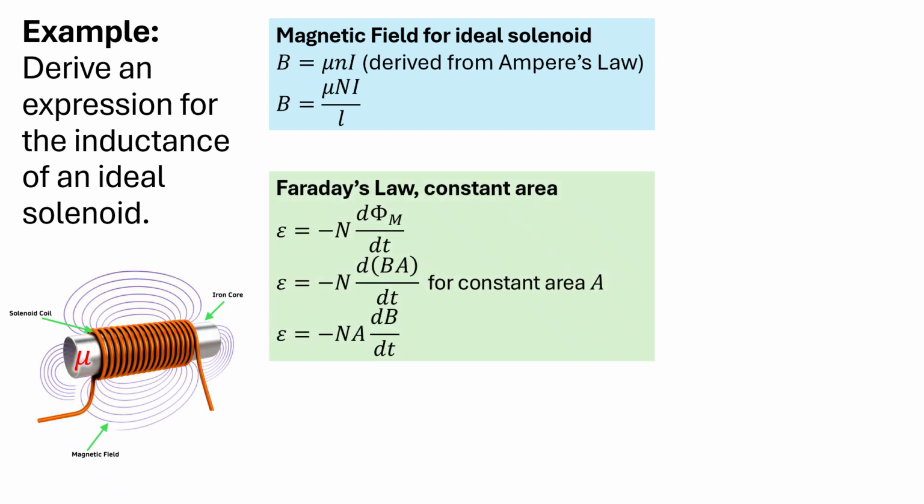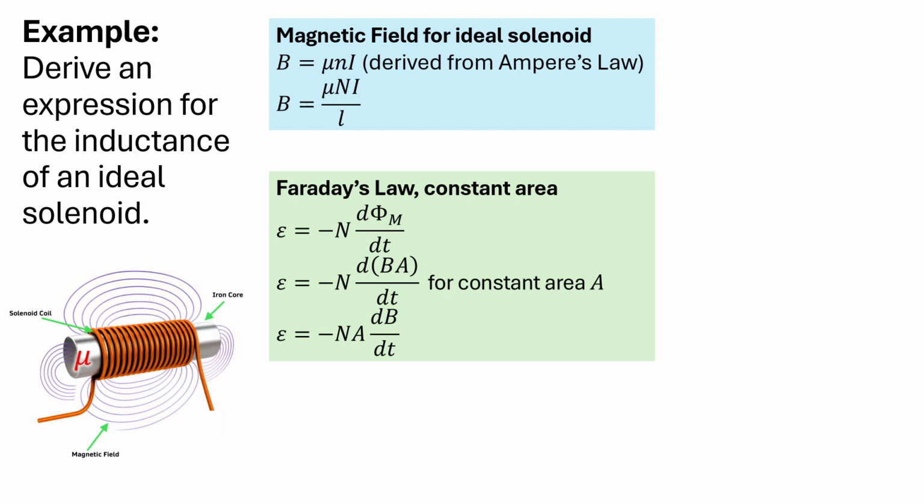So it looks something like this. The induced EMF is the negative of how many coils you have, big N, and then the rate of change of flux. Flux with a constant area is just field strength times area. Factoring that constant area out of our derivative, our EMF is opposing changes: total number of coils, area of the loops, the cross-sectional area, and then the rate of change of the magnetic field.